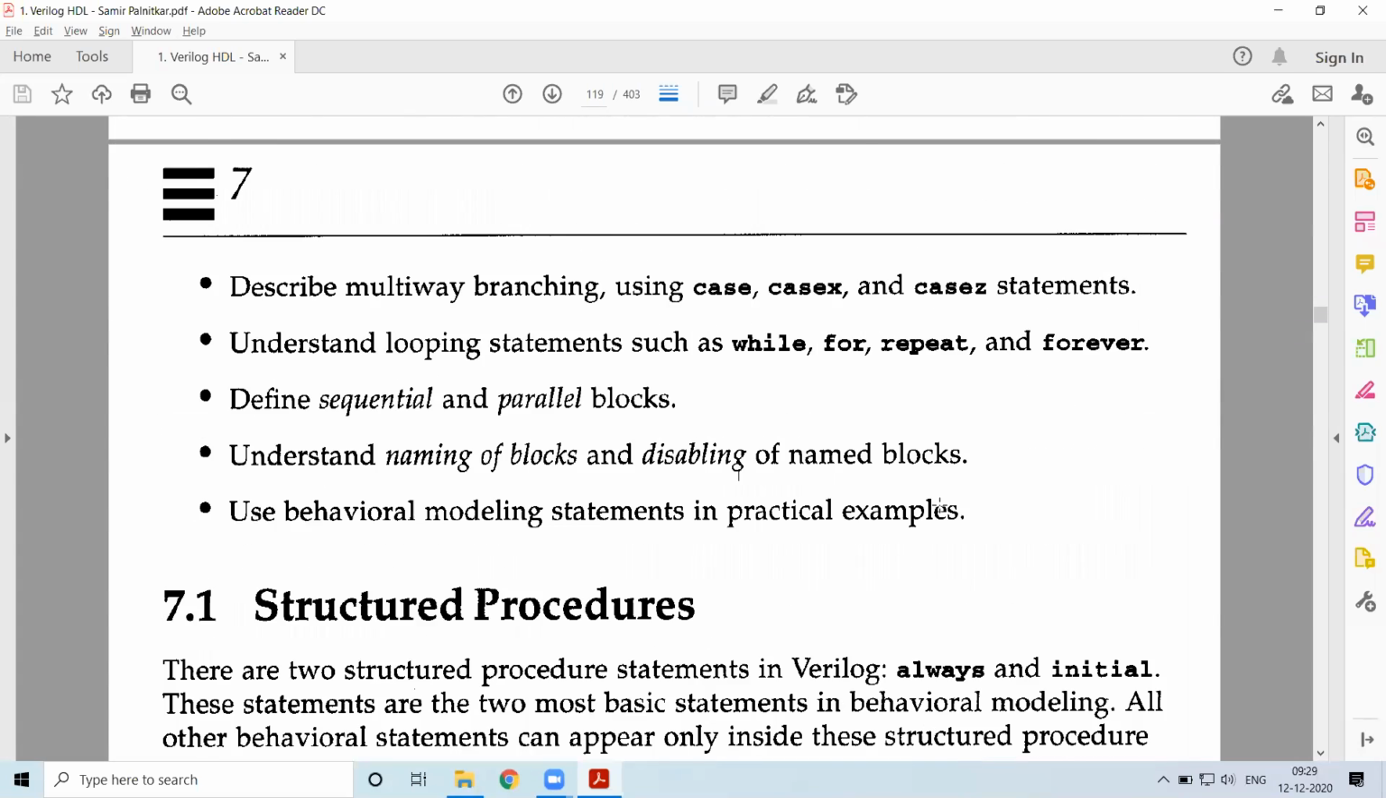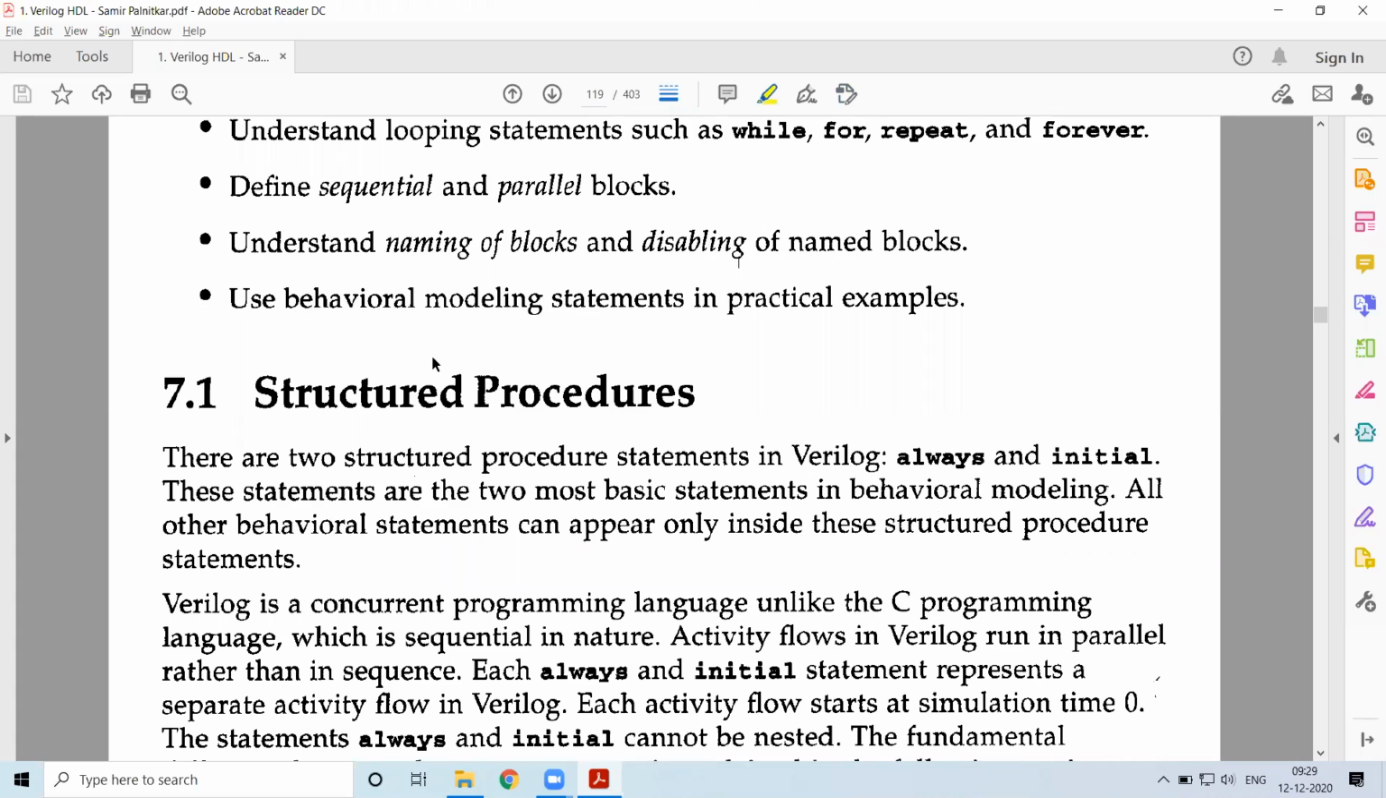In that, the first thing which comes is structured procedures. We have two of them: one is always and the other is initial. These are the two structured procedure statements present in Verilog. The names themselves tell us that one has something to do with regularly executing something, and the other executes only once, only at the start. We can make that out from the names of these keywords.